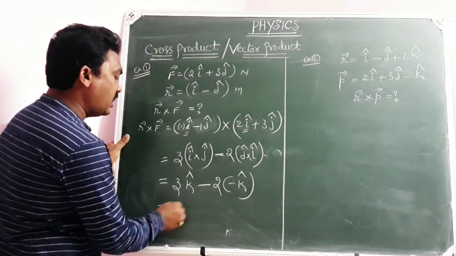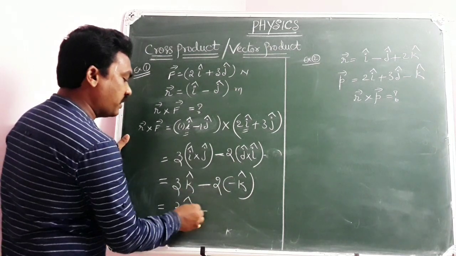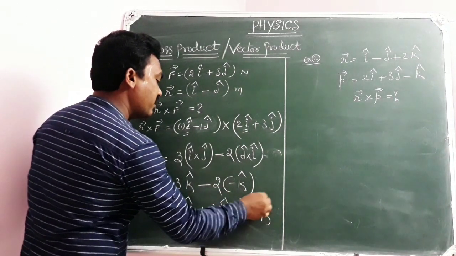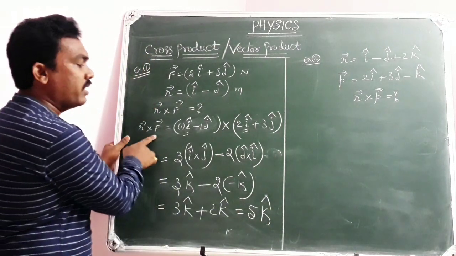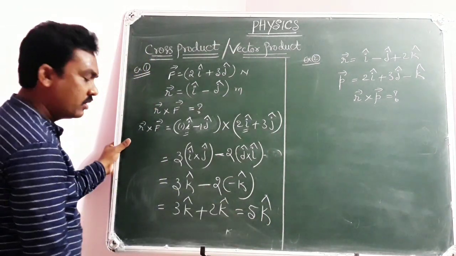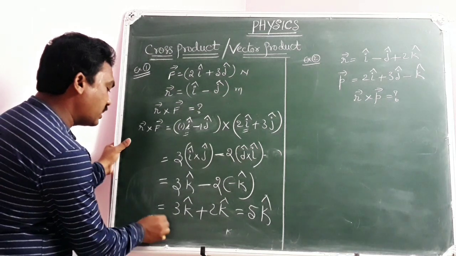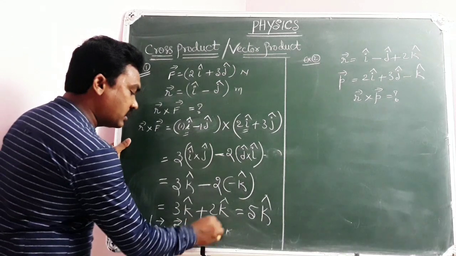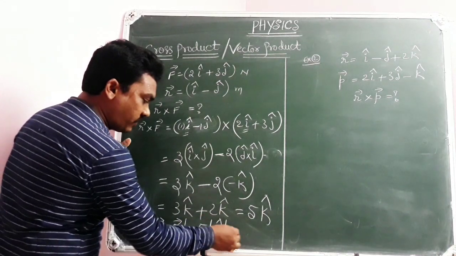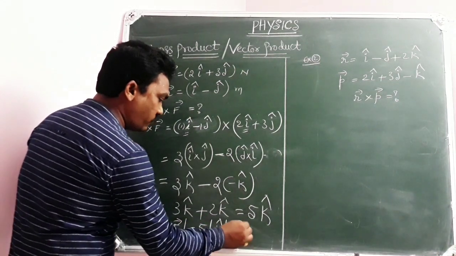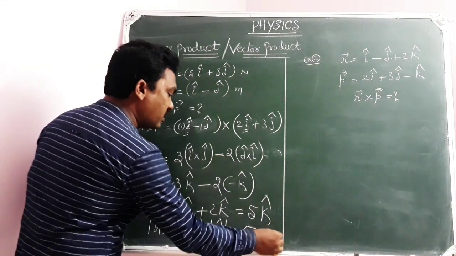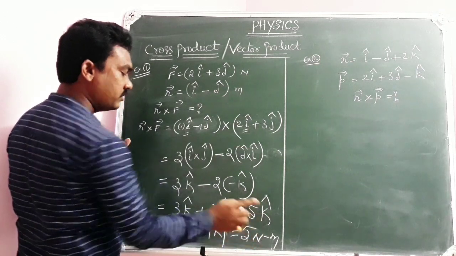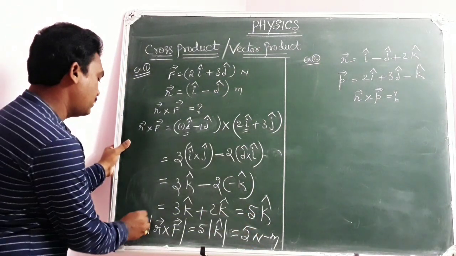So this is equal to 3 k cap minus into minus plus 2 k cap, then this is equal to 5 k cap. R bar cross F bar is equal to 5 into k cap. Therefore, the modulus of R bar cross F bar is equal to 5 into the modulus of k cap, but the modulus of k cap is 1 unit vector, so it is 5 Newton meter, because R bar cross F bar, so Newton meter product. This is the final answer.